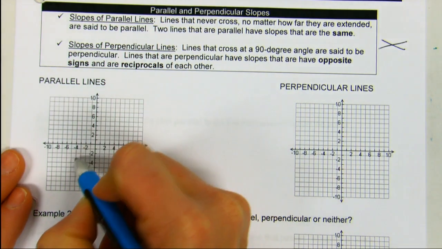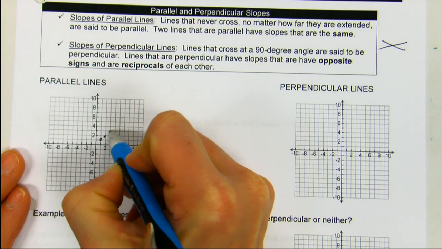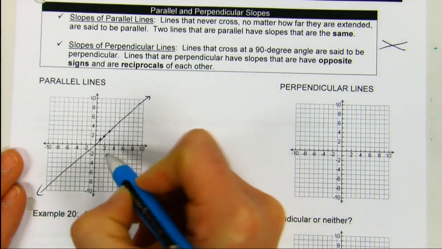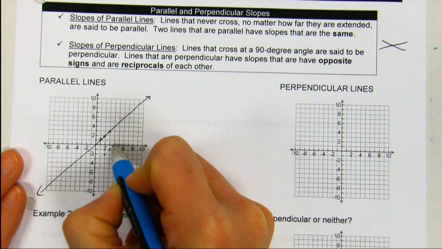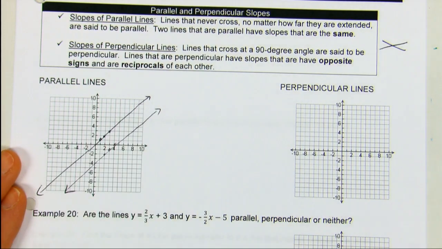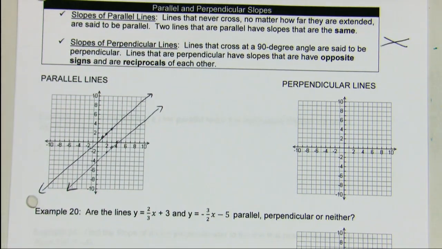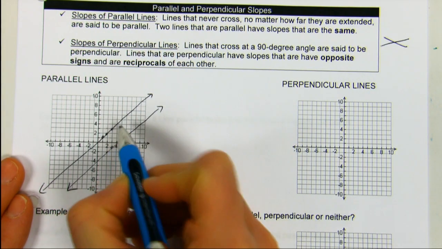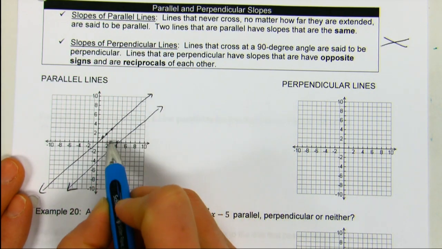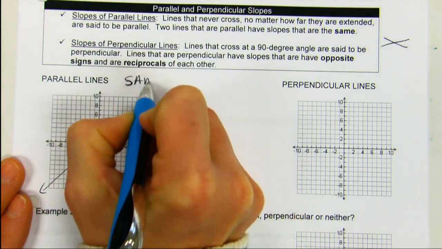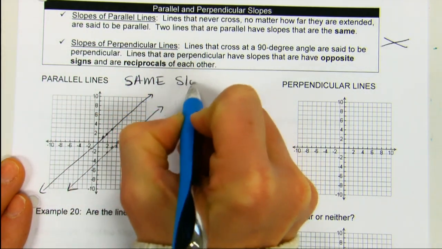So like parallel lines, for instance, let's just say that we graphed a line right there, and then right here, we graphed this. This would be an example of parallel lines. Parallel lines never, ever cross. And if you notice, they have the same slope. We'd go up 1 over 1, up 1 over 1. Same here, up 1 over 1, up 1 over 1. So parallel lines have the same slope.